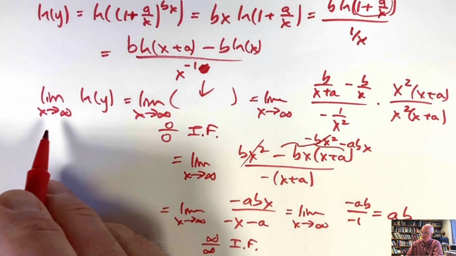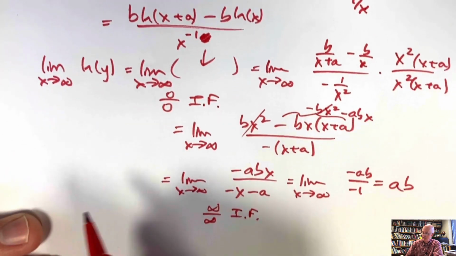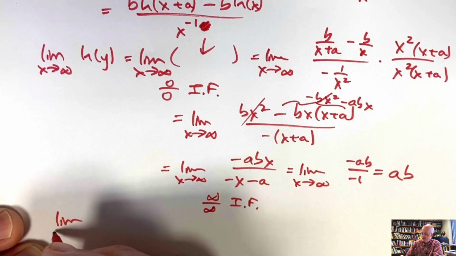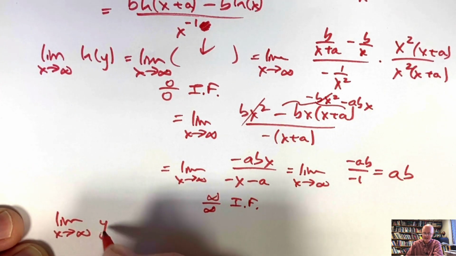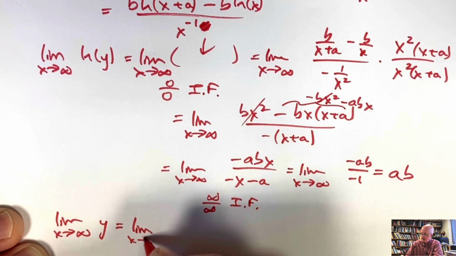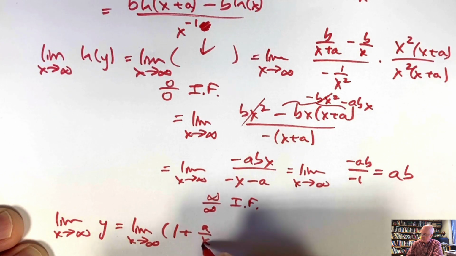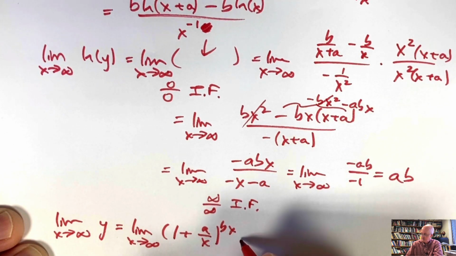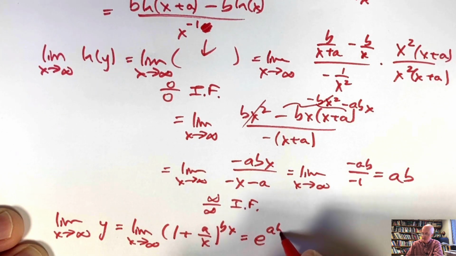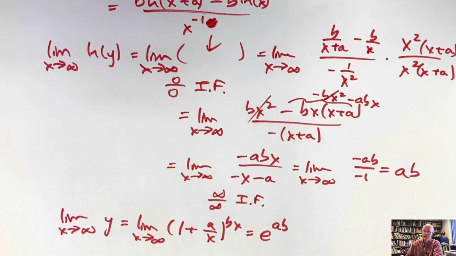That's the limit as x goes to infinity of the natural log of the function we're interested in. So to find the limit of the function we're interested in, limit as x goes to infinity of y itself is the limit as x goes to infinity of the original function was 1 plus a over x to the b times x power. This turns out to be e to the a times b. Okay? And this is related to compound interest if you want to look into it deeper.